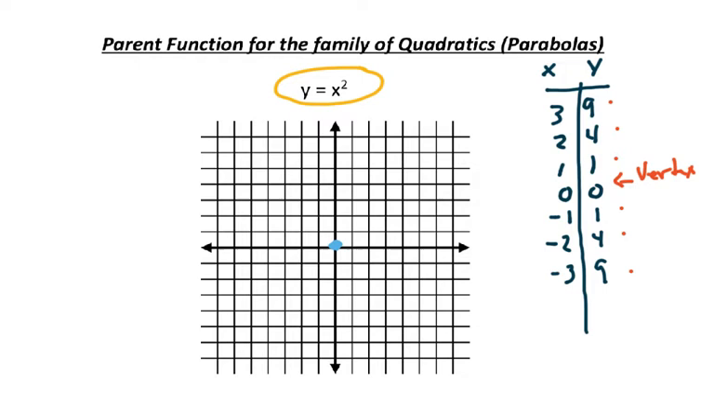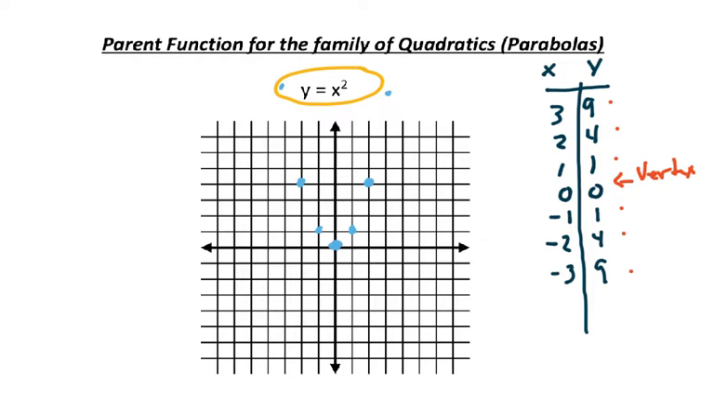So let's plot these, see what this is going to look like. I'm going to go to 1, 1. I'm going to go to 2, 4. Let's see if I can fit 3, 9. Oh, 3, 4, 1, 2, 3, 4, 5, 6, 7, 8. 9 is going to be off the graph up here somewhere. And then I want to go to -1, 1. And -2, 4. And then, of course, -3, 9 is going to be, again, off the graph somewhere.